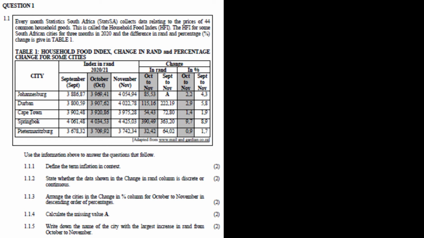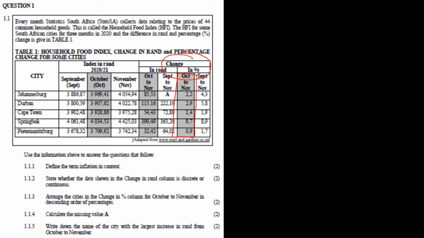Arrange the cities in the change in percentage column for October to November in descending order of percentages. So what we need to do is look for the change in percentage. That would be this area over here. There's our change in percentages there. And then also in the question they indicate that we need to look at October to November. So this would be this column here. Alright, so these amounts here we need to arrange from highest to lowest. Remember, they said descending order.